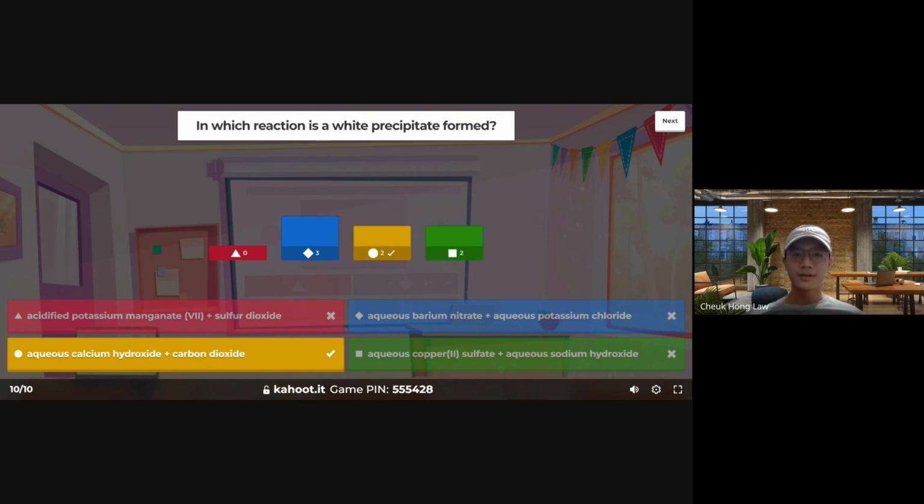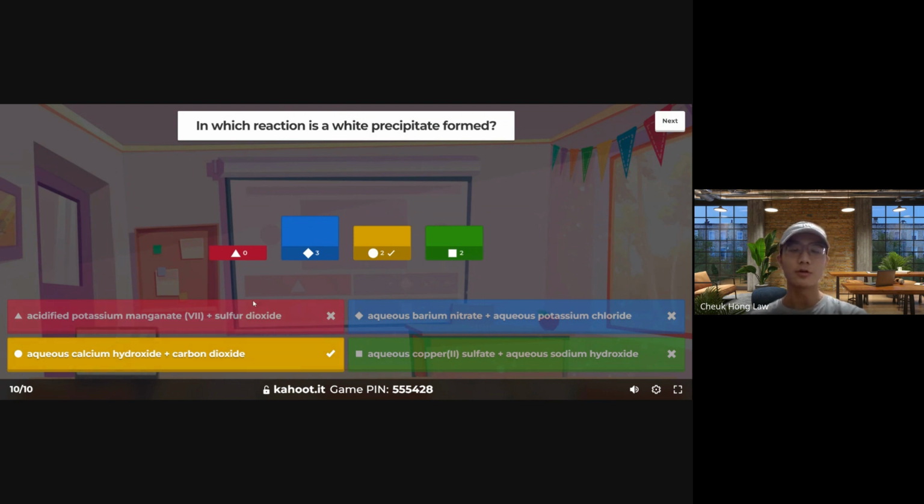Okay, so why is the answer yellow? Aqueous calcium hydroxide plus carbon dioxide. So aqueous calcium hydroxide is actually lime water and carbon dioxide is your gas. So when you bubble carbon dioxide into lime water, a white precipitate will be formed. That white precipitate is calcium carbonate, right?